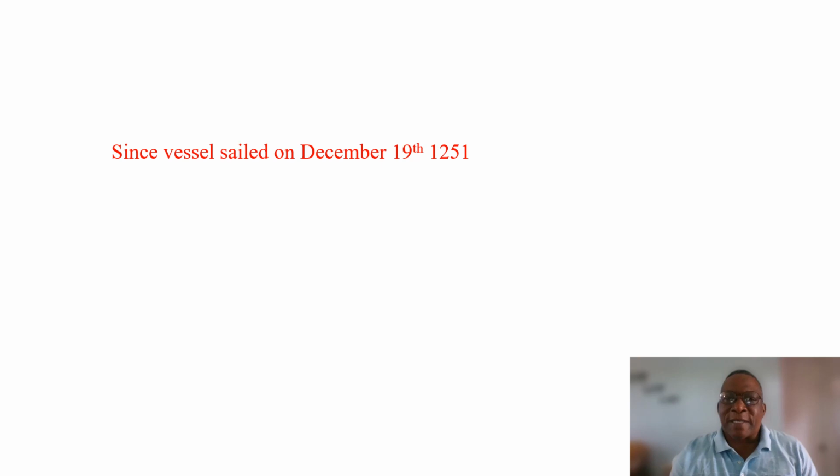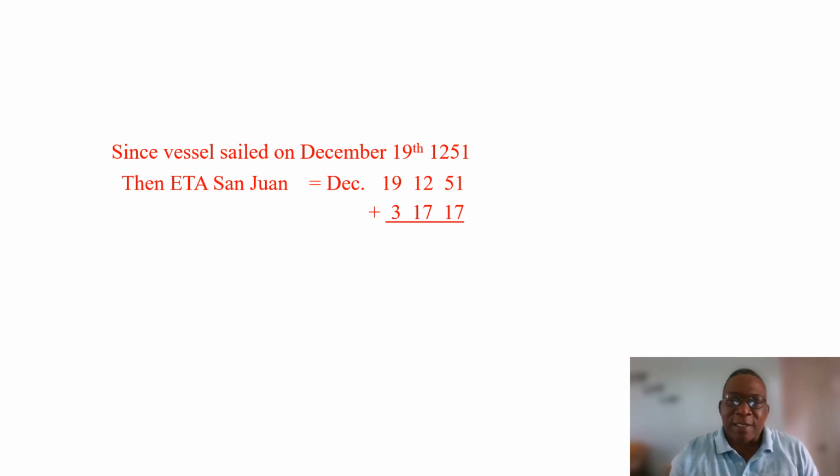Now, the vessel sailed on December 19th at 12:51. Therefore, the ETA to San Juan would be December 19, 12:51, plus the transit time of 3 days, 17 hours, and 17 minutes. That gives us 23 days, 0608. Therefore, the answer to D would be December 23rd at 06 hours, 08 minutes.